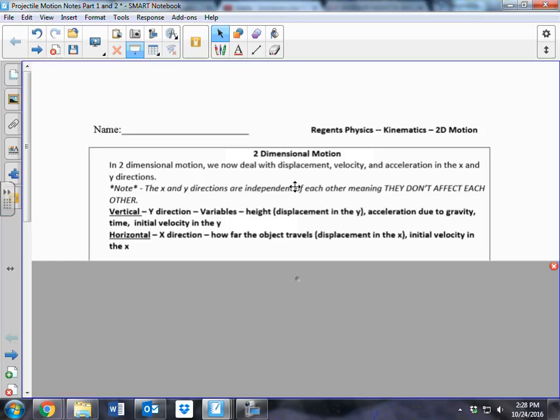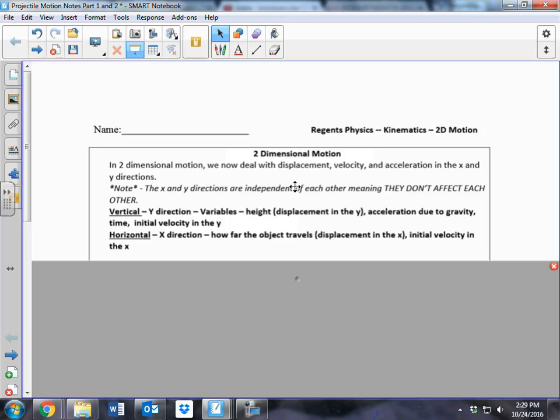Note, the x and y directions are independent of each other, meaning they don't affect each other. So for example, like the crude example that I used in class, x's and y's are like Bloods and Crips. They don't mix. Because when you're calculating something on the x-axis, you only use what you know on the x-axis. If you're calculating something in the y-axis, you only use the variables you know for the y-axis. For example, you should never ever be using the acceleration due to gravity when you have a car traveling down a street or a kid is pushing someone down the street. If it's on the x-axis, you don't have that acceleration unless they tell you or you calculated it.